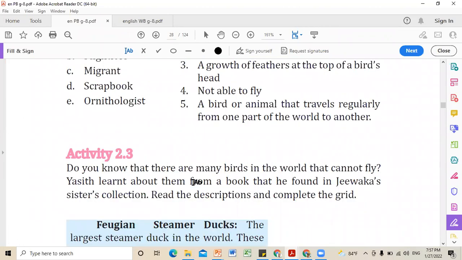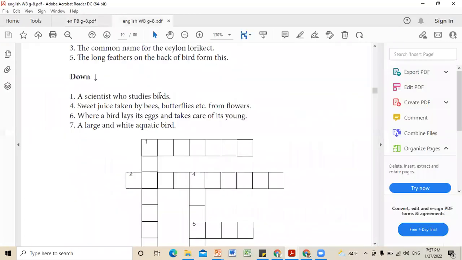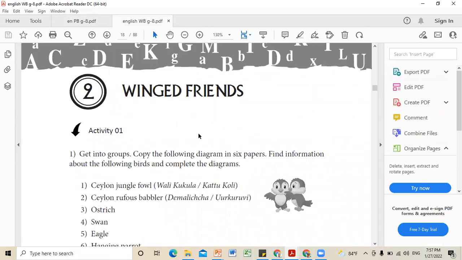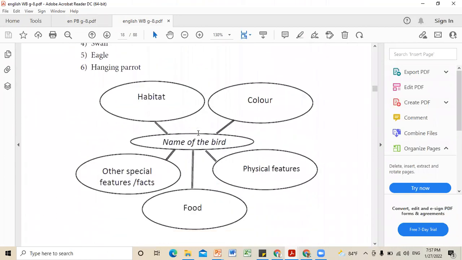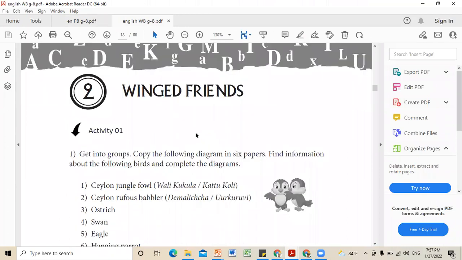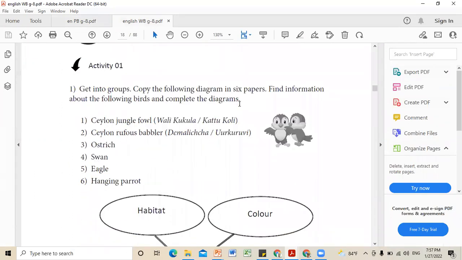Okay. And then we will move on to the workbook. Right. So I hope you have your workbook. So in the workbook, on page 8, we start unit 2. So in unit 2, we have activity 1, right? But I'm not expecting to do this activity here, right? So what we will have to do in activity 1, we will have to get into groups, copy the following diagram in 6 papers, find information about the following birds, and complete the diagrams, right?